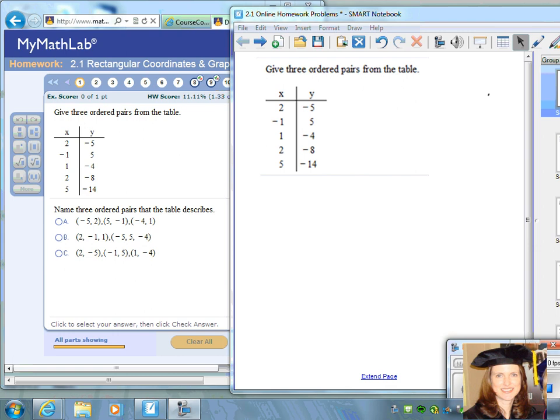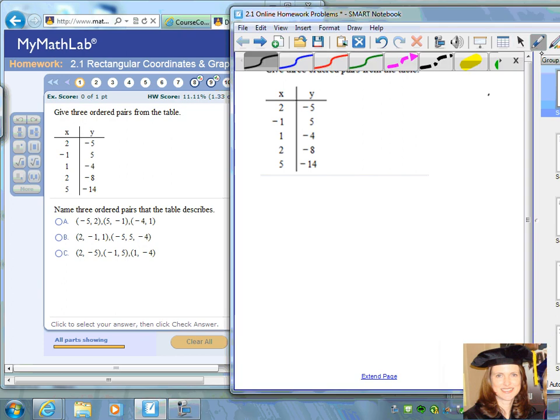This video covers questions from 2.1 rectangular coordinates and graphs. The first question gives a table of values where you have x's and y's, and the directions are to give 3 ordered pairs from the table. Well, the table actually gives you 5 ordered pairs, and you're asked to select 3 of them. Each pair of numbers here creates a point on a graph.